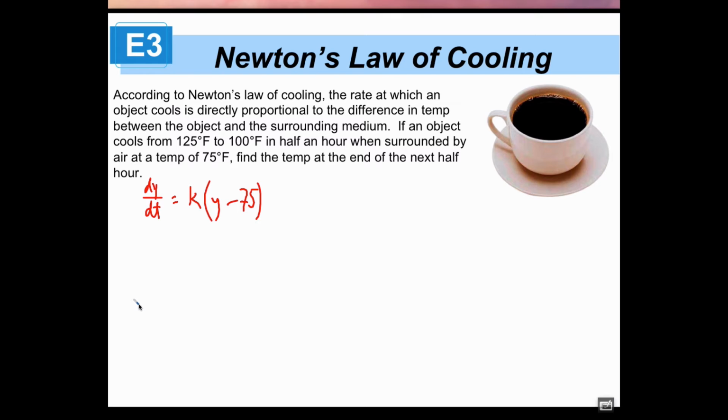Okay, so there's our initial setup. Now we go through the process we did in the first one. I'm going to go a little faster this time, so stay with me. Separate the variables: dy is equal to k times (y minus 75) dt. Get this over here. So 1 over (y minus 75) dy is equal to k dt.